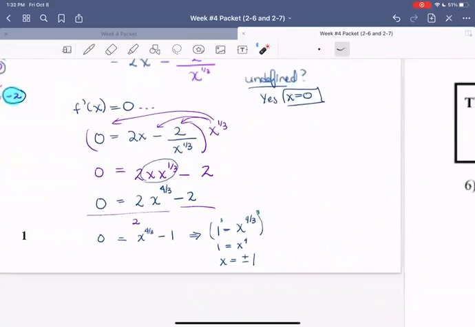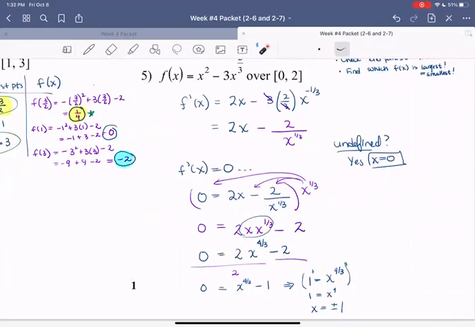All right, so now I have a few critical points here, which makes things exciting. To summarize, we get our critical value of x equals 0 from the derivative being undefined there, and we get the critical points of plus or minus 1 from when the derivative is 0. So critical points at x equals 0, -1, and +1.